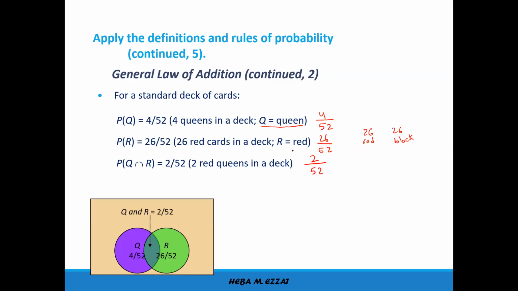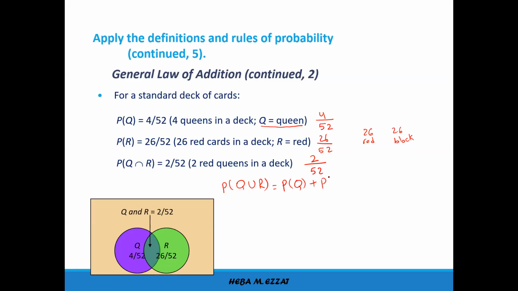This is a question for you: if we want to calculate the probability that a card is a queen or red, in 10 seconds, what would be the probability of getting a card that is queen or red? It equals the probability of queen plus the probability of red minus the probability of queen intersection red. Excellent.